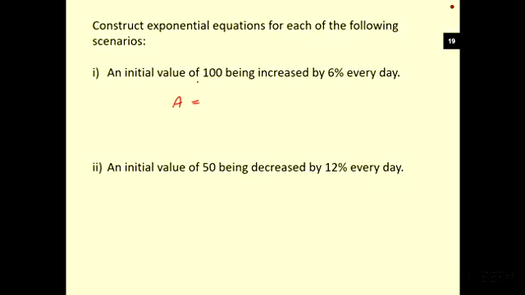The initial amount is 100. The initial amount always goes at the start. What do I want to times it by? If I want to increase it by 6% every day, I'm thinking 100% plus 6, 106%, which is the same as saying 1.06. That's an increase of 6% a day. 106% divided by 100 is times 1.06, same thing. And every day just means to the t, where t is in days.